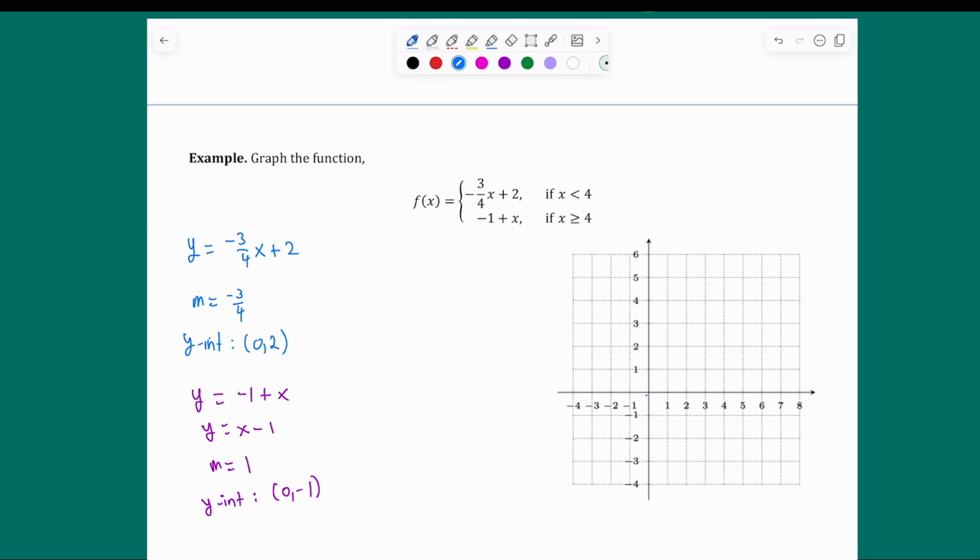Okay, so I know we have a y-intercept at (0, 2) for the line -3/4 x plus 2. I'm going to use the slope of going down 1, 2, 3, and then over to the right 4. So down 1, 2, 3, and then over to the right 4. So I would have a point at (4, -1).